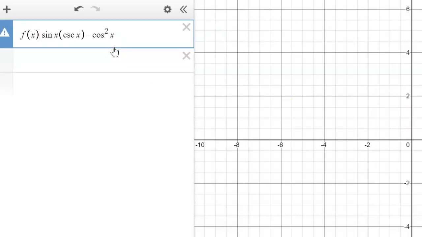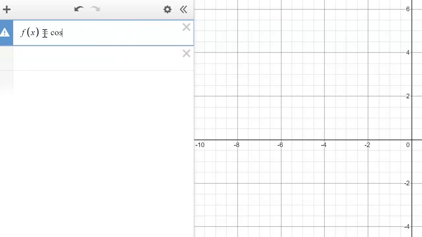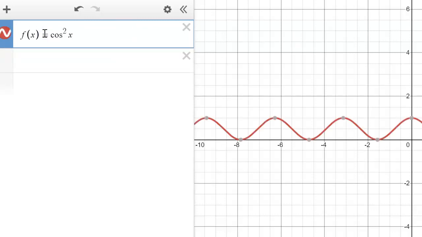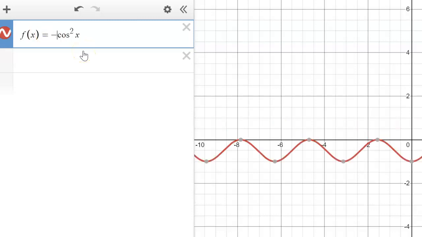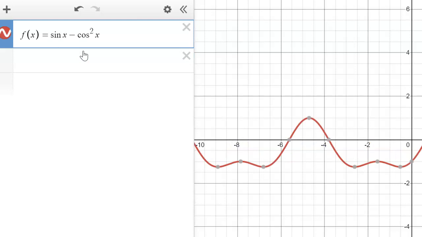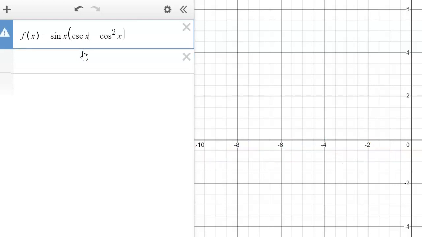Why? Let's try that again. Cosine squared x. Okay, that works. And then negative, and then that must be the problem. Something's wrong with doing times cosecant x.